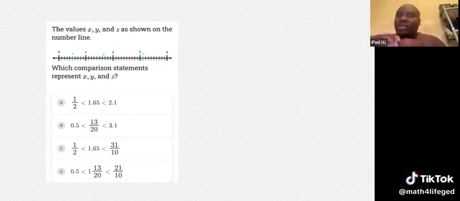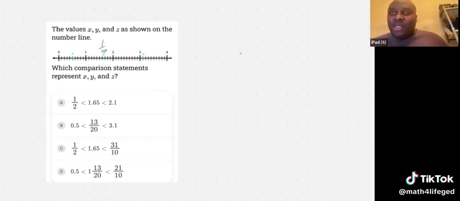Notice that you have 10 bars, right? You have 0, then you have 1, 2, 3, 4, 5, 6, 7, 8, 9, and then 10, right? So each one of the bars represents 1/10. Let me write it down. Each one of the bars represents 1/10.